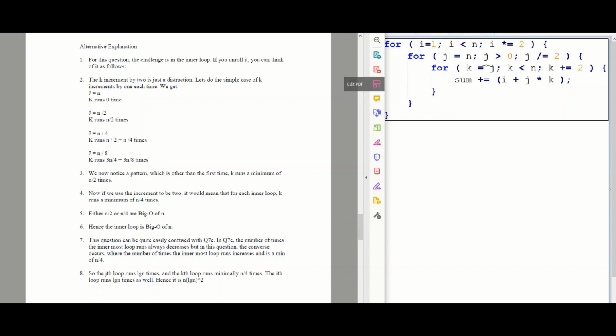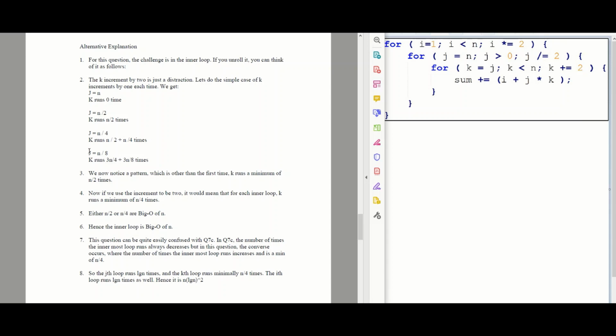And when j, the next time it runs, is n by 2, k will run for n by 2 times. So assume that j will start with n by 2, it runs all the way to n. So k will run for n by 2 times. And let's look at the next case when j equals n by 4. When j is n by 4, k will run n by 2 plus n by 4 times. Why? Because it runs from j all the way to n for k. When j is n by 4, it means that k will run 3n by 4 times.